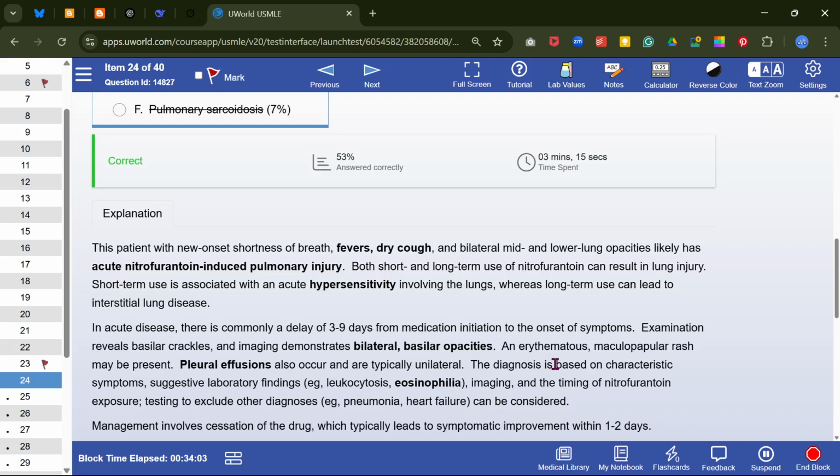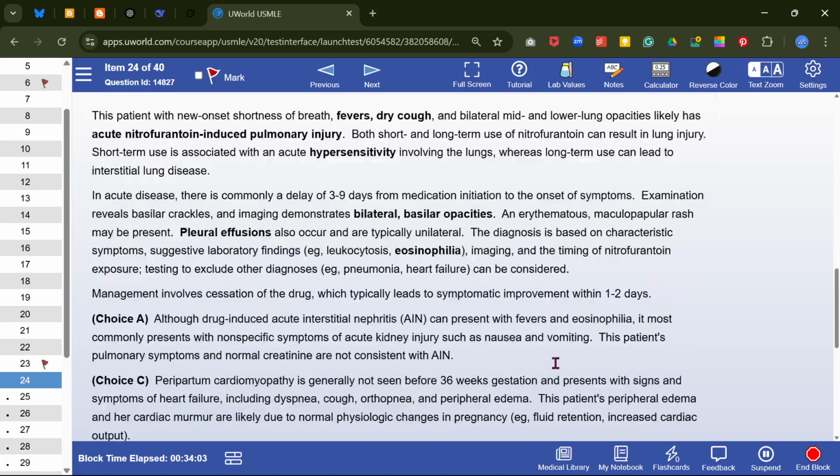The diagnosis is based on characteristic symptoms, suggestive lab findings such as leukocytosis and eosinophilia, imaging, and the timing of nitrofurantoin exposure. Testing to exclude other diagnoses, such as pneumonia and heart failure, can be considered. Treatment involves cessation of the drug, which typically leads to symptomatic improvement within 1 to 2 days.